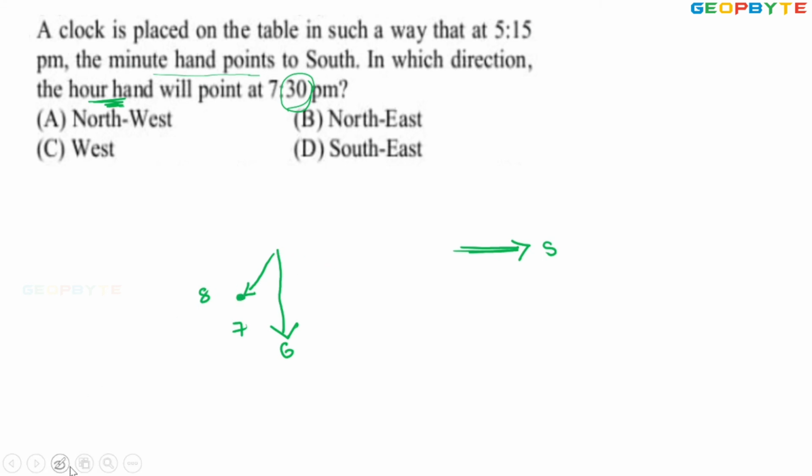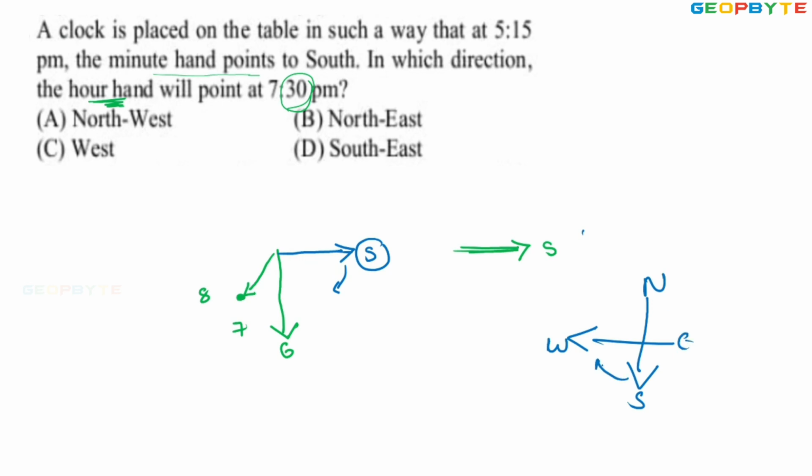This is the given equation. If the time is 5:15, the minute hand indicates south. Suppose it is south, okay, south right hand side. Generally also south, west, north, east. So south right hand side is west. So this is west. Again west right hand side 45 degrees right. West right hand side means what is the answer? North west. So option A is the answer.